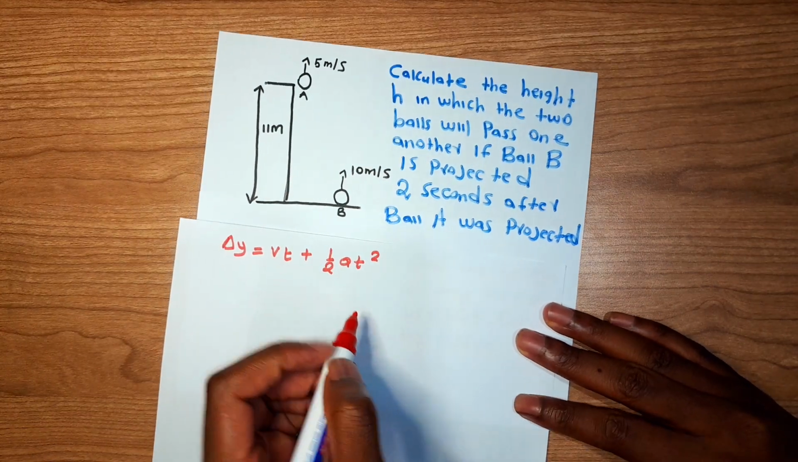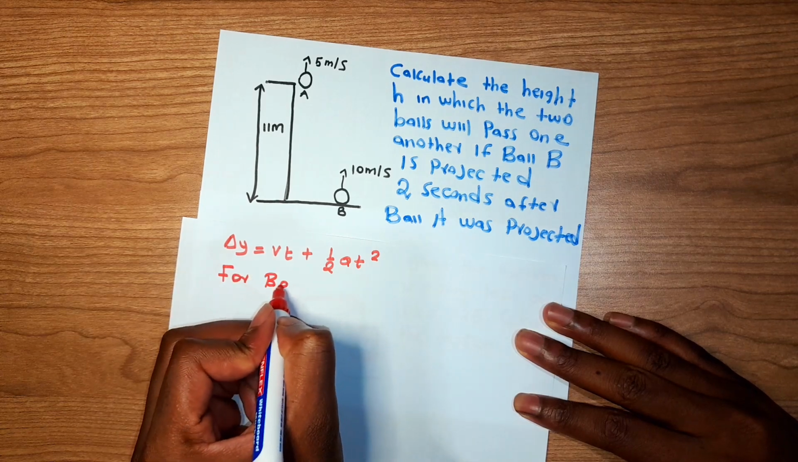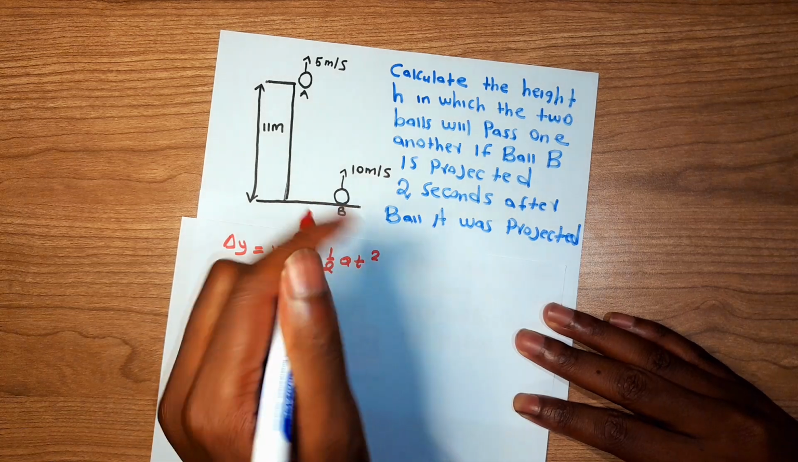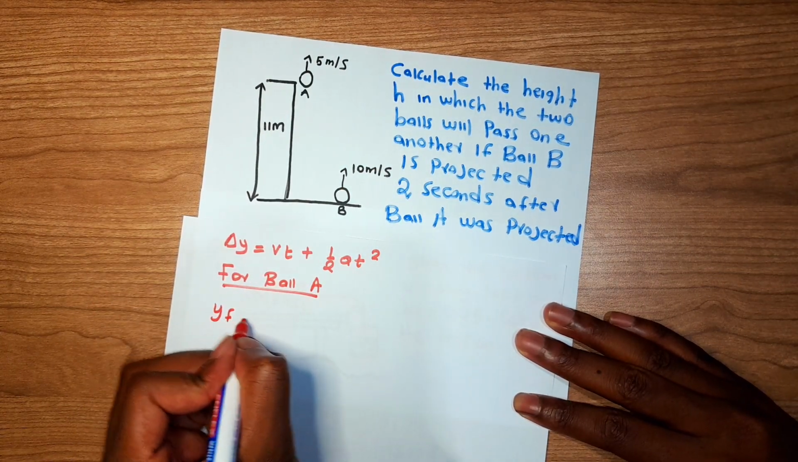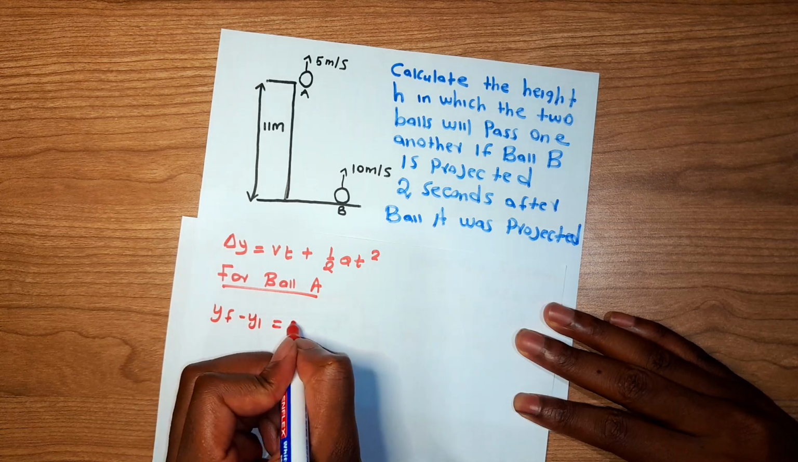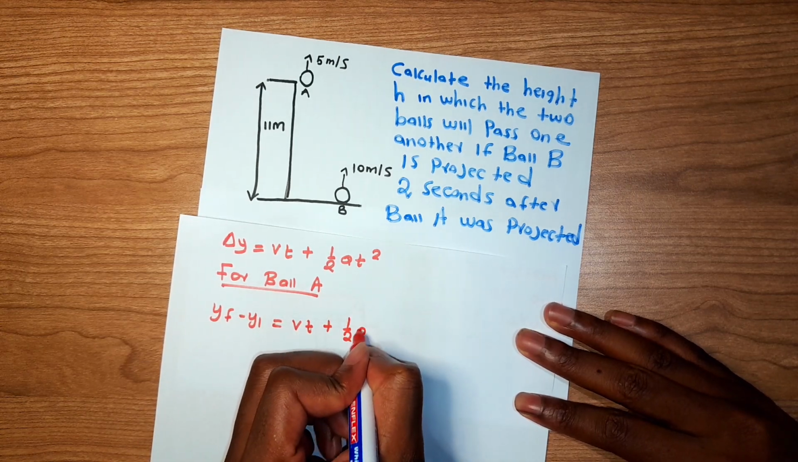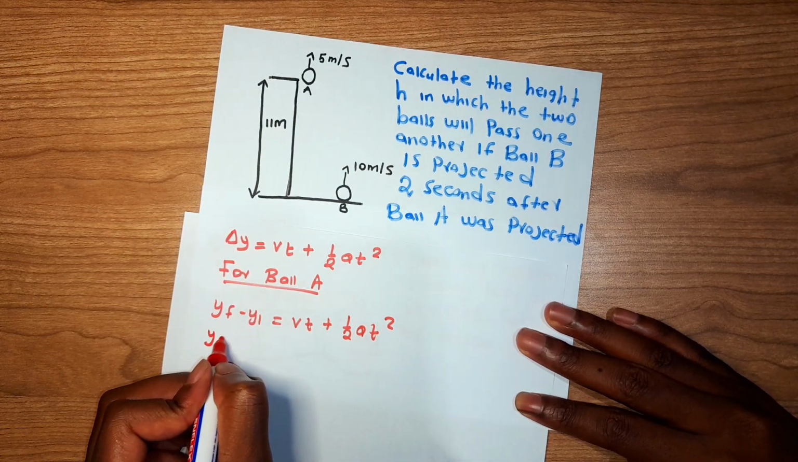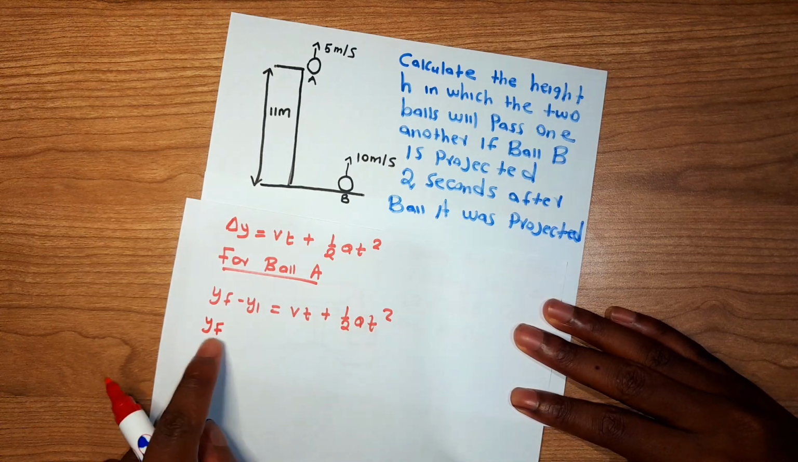So let me just write for ball A. This is going to be my ball A. So the change in y is y final minus y initial equals v initial times time plus 1 over 2 a times t squared. So what is my y final? My y final is what I'm looking for. It is the final height.